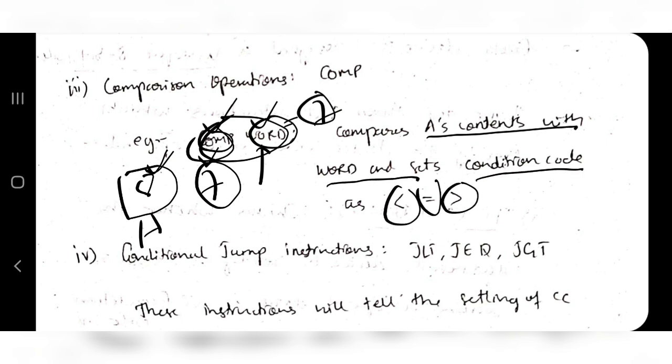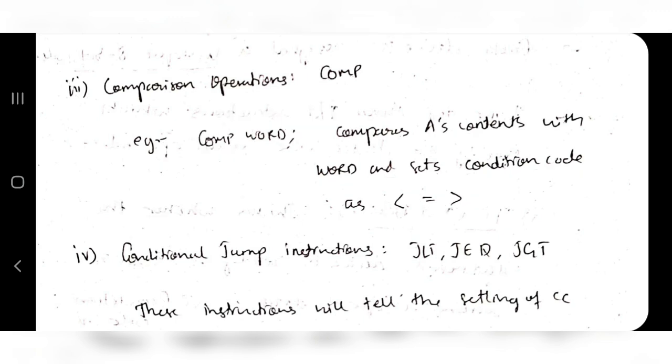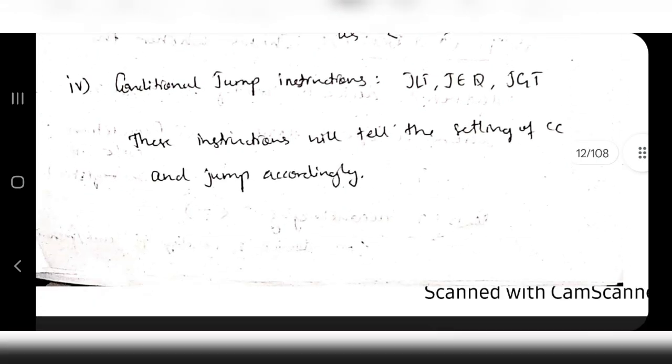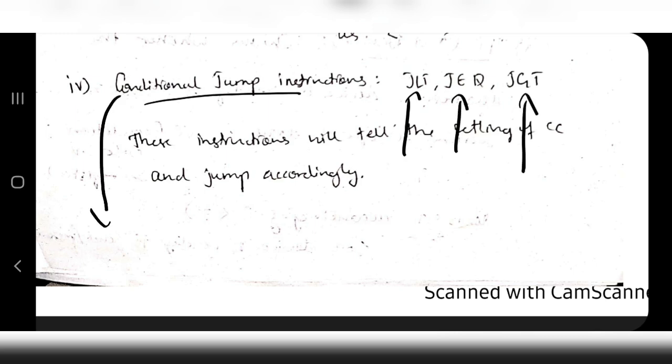That's all the task of the COMP operator. It will compare the value present in register A with what value you have specified in the operation. Okay. And conditional jump instructions: JLT, jump if less than, JEQ, jump if equal to, JGT, jump if greater than. This we will be discussing more in the for loop part.